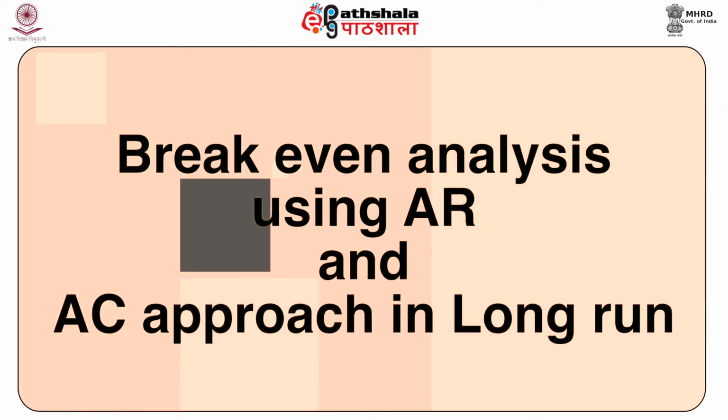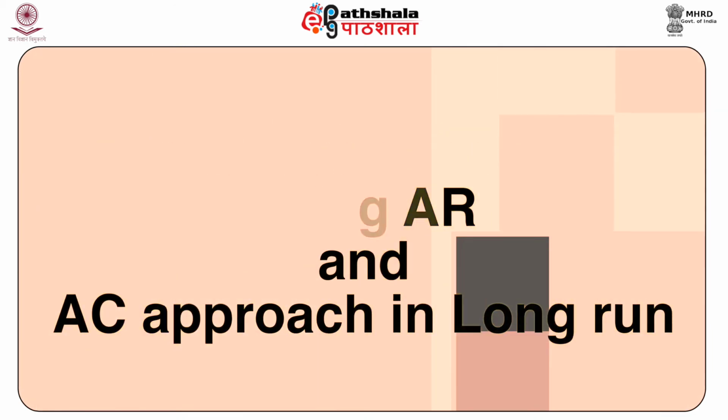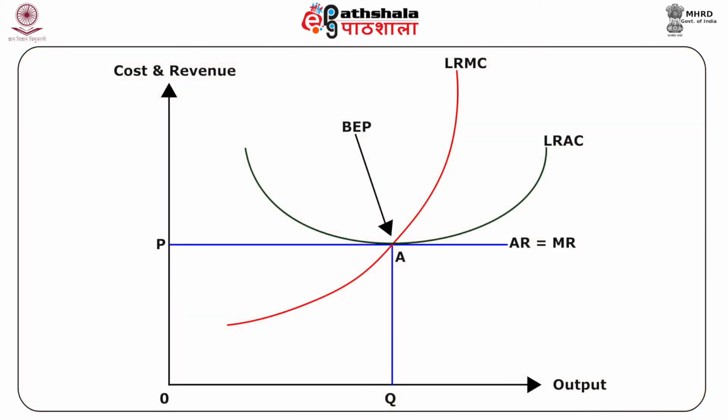Break-even analysis using the AR and AC approach in the long run. In the case of perfectly competitive markets, in the long run, firms will earn only normal profits, that is break-even, because in the long run, firms have the option to enter and exit the industry. So, the competition among firms will drive down the profits to the level of normal profits. This point will also be analyzed in detail in later modules. According to figure 5 above, the break-even point is at point A where TR is equal to TC.